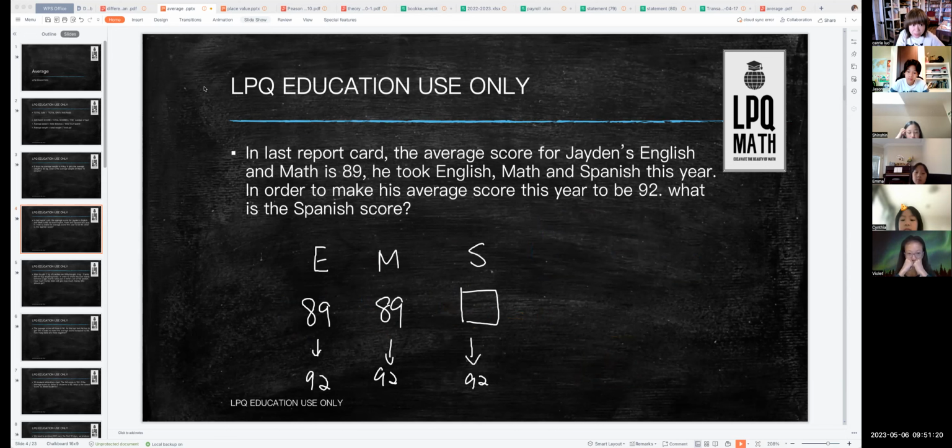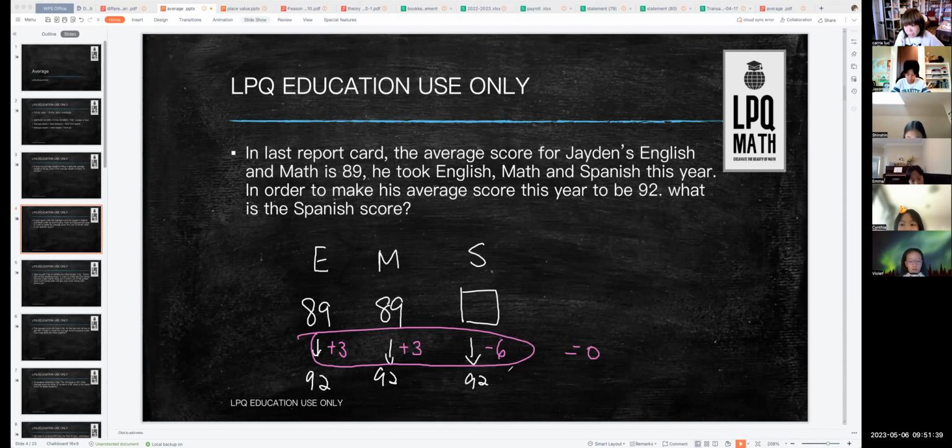Okay, so then I studied. So how to make English from 89 to 92? I need 3 points more. I need 3 points more. So these 6 points are coming from where? Coming from Spanish, right? So it's minus 6 in order to make this one equal 0, because we know average is not creating anything. It's just transferring points from each other. So something minus 6 equals 92.